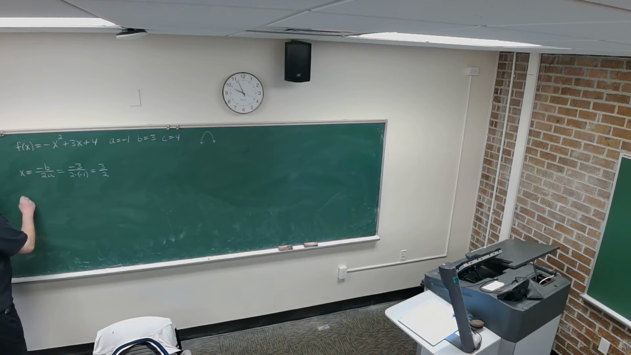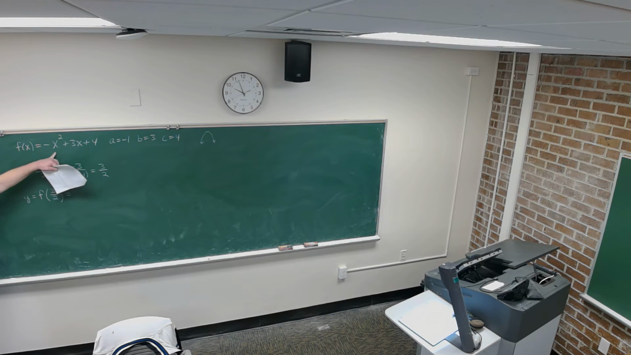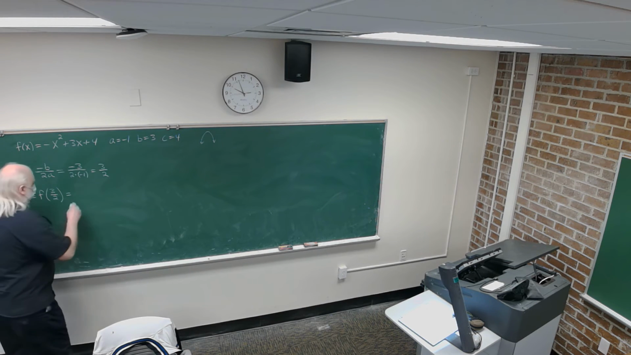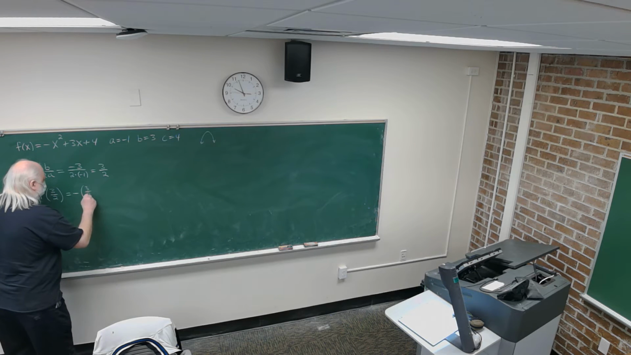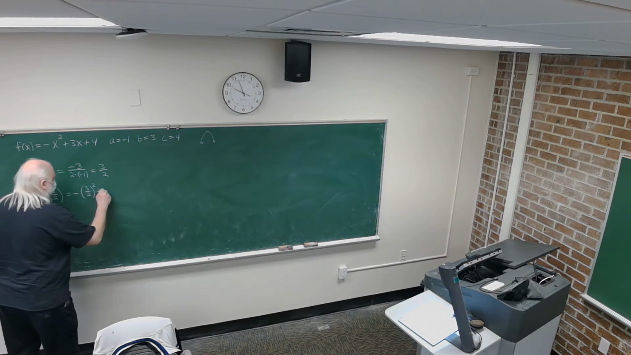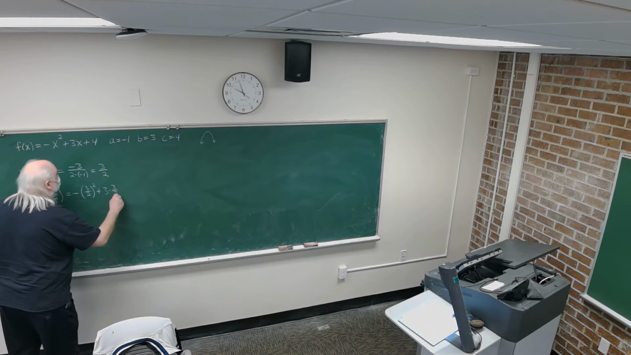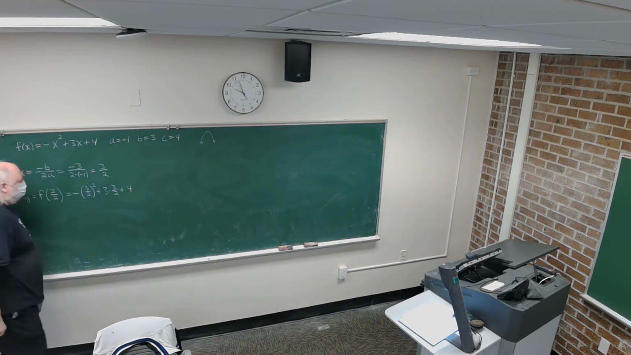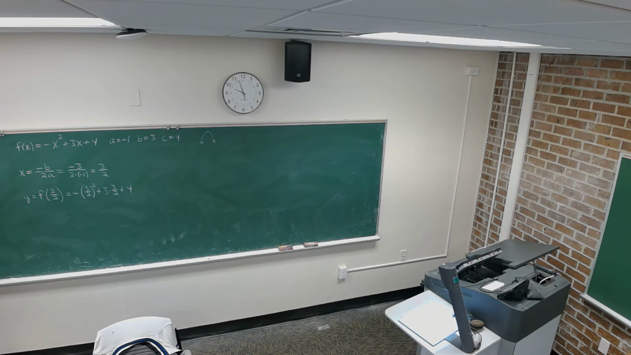The y coordinate for the location of the vertex is f of minus b over 2a, which is f of 3 halves in this case. Okay. So now you've got to evaluate the function up here at x equals 3 halves, right? So you have the negative of (3 halves) squared plus 3 times 3 halves plus 4. So you get to work with fractions. Okay.